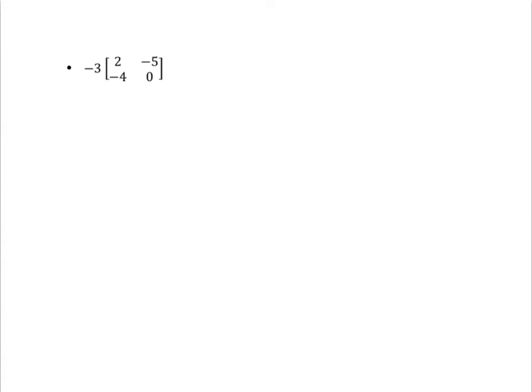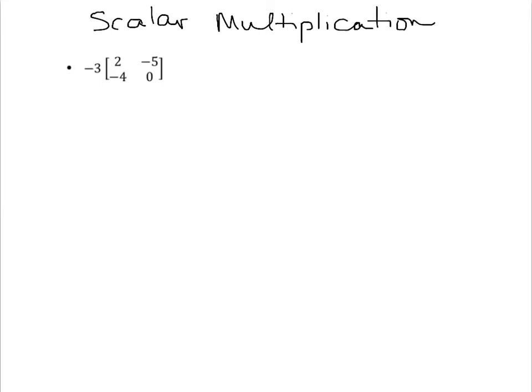This process is what's called scalar multiplication. Meaning that we're taking a matrix and we're multiplying it by some scale factor, in this case 3. Your answer is going to be the same size as the only matrix that's there. So this one will be a 2 by 2.